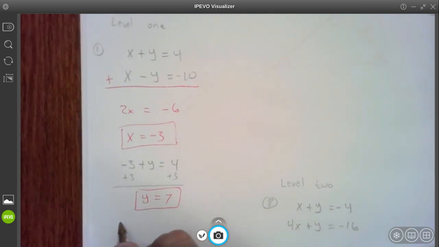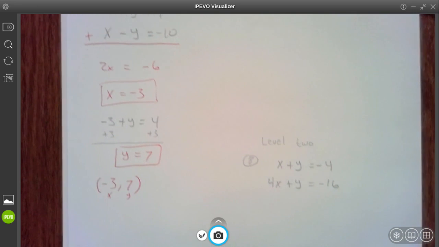If you want to write your answer like this, negative 3 comma 7, as an (x, y) pair, you could do that as well. Now, all of these should come out to nice answers, so if you're getting fractions at all, double check your work. Something went wrong.